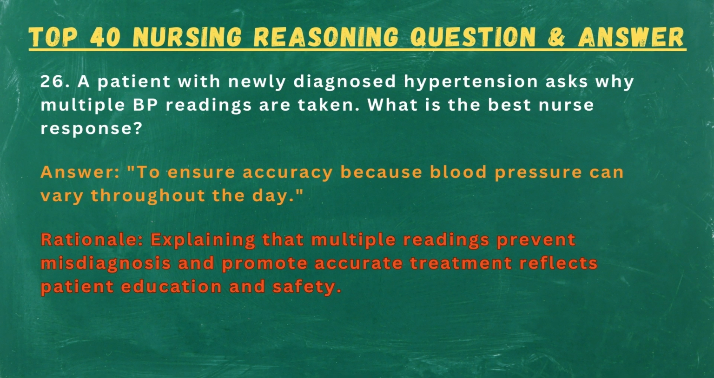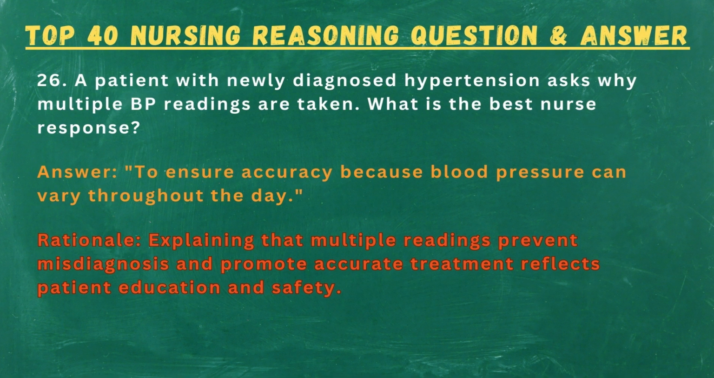26. A patient with newly diagnosed hypertension asks why multiple BP readings are taken. What is the best nurse response? Answer. To ensure accuracy, because blood pressure can vary throughout the day. Rationale. Explaining that multiple readings prevent misdiagnosis and promote accurate treatment reflects patient education and safety.